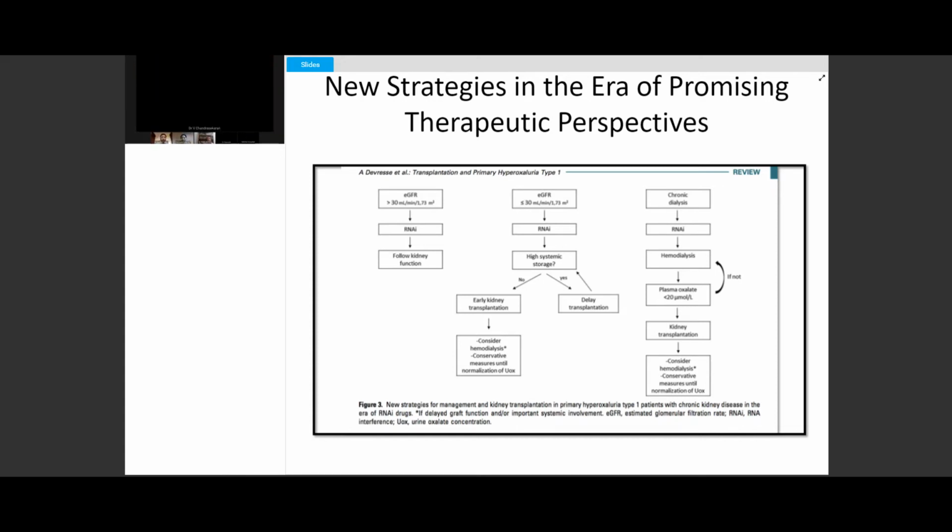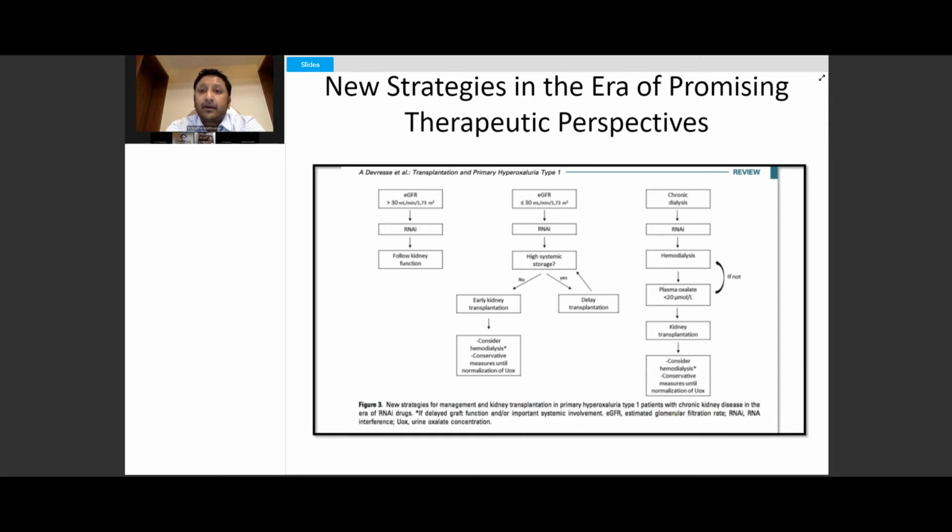So what we intend to say here is, this is only a proposed protocol which has been devised and recently published with the help of lumasiran. Any patients who have been diagnosed early with primary hyperoxaluria with an eGFR more than 30, the RNAi has been promising, and they can be followed up with further kidney function. For patients with an eGFR of less than 30 ml, you try the RNA interference drug and look at the high systemic storage. If it is still high, then you delay the transplant and put them back on RNAi and continue the therapy. If the systemic storage is less, then you advocate early kidney transplantation and consider dialysis or other conservative measures till the normalization of urinary oxalate happens.